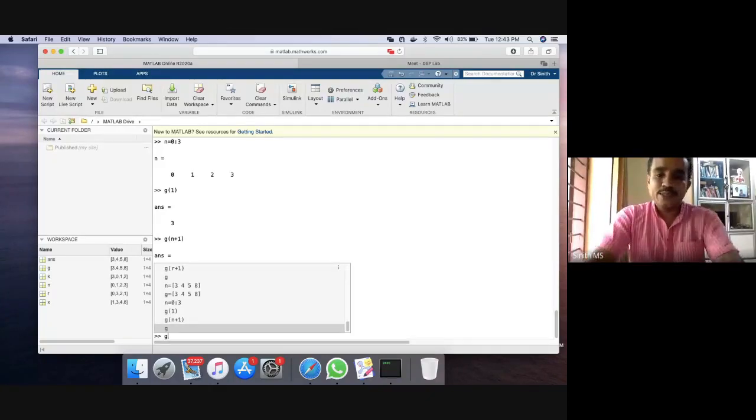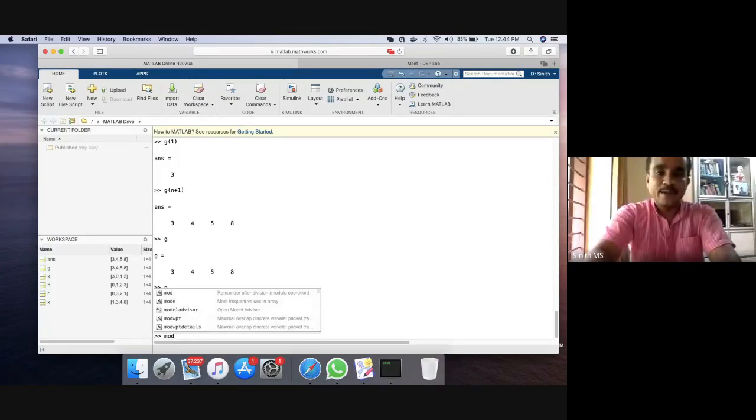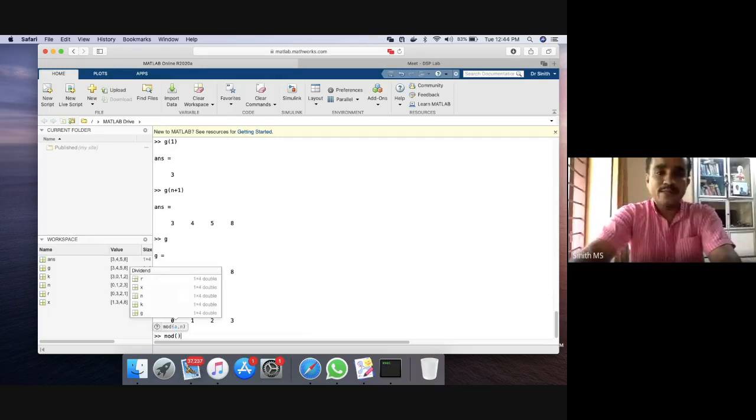Suppose you shift this. How will you shift this? Instead of n having values 0, 1, 2, 3, you want to shift it, meaning you want to get the value of 3 at 0. Instead of the 1, you want 0, 2, 0, like that. So let us take n again. So n is 0, 1, 2, 3. Suppose you take mod of n. I hope you know what mod of n is.